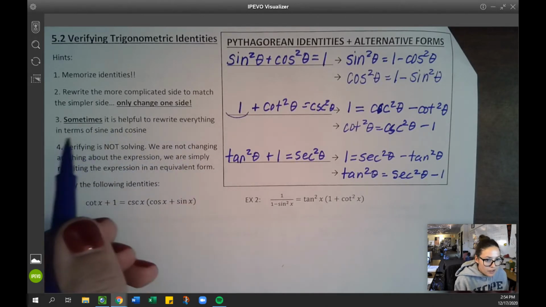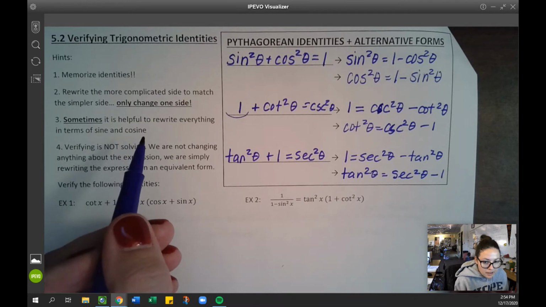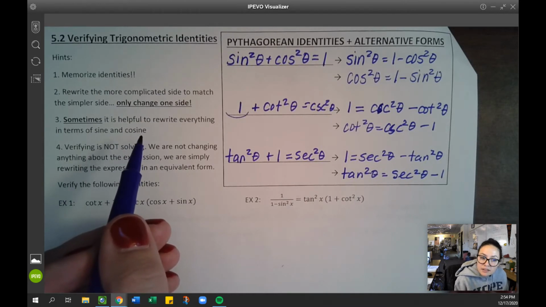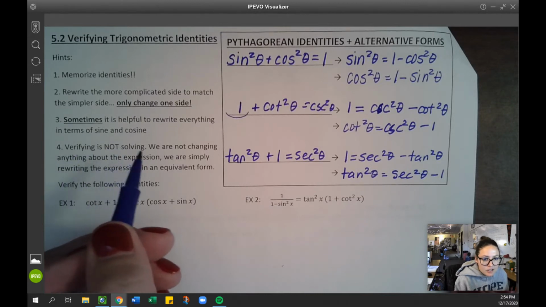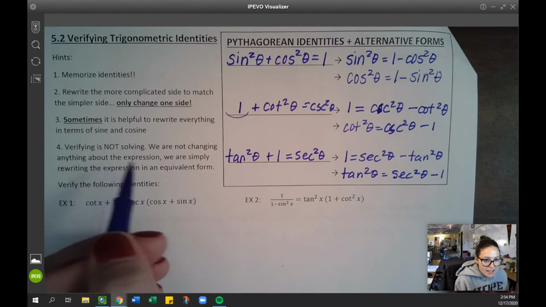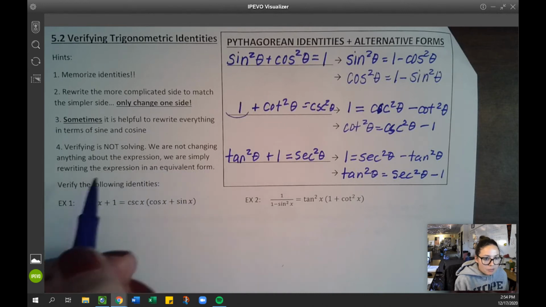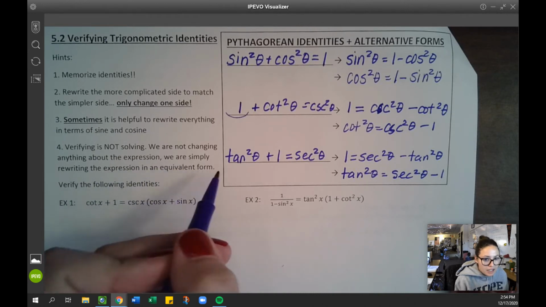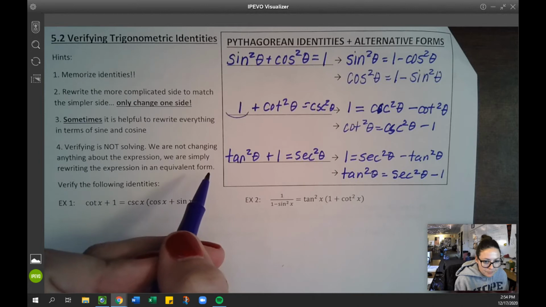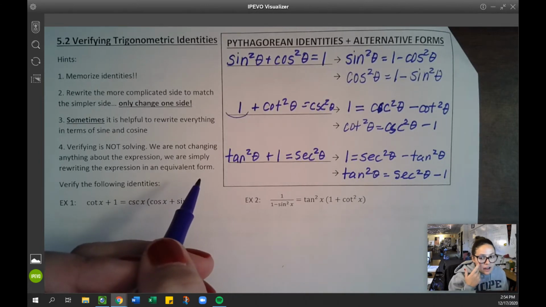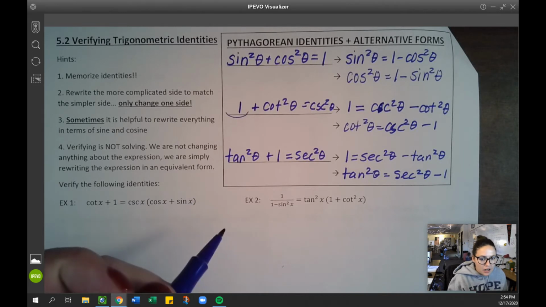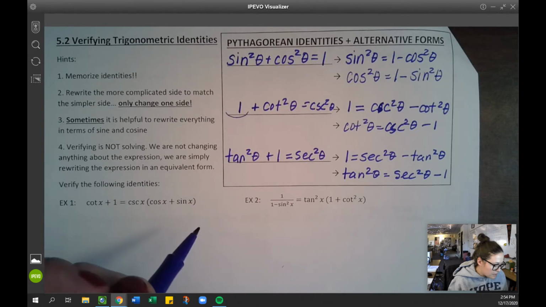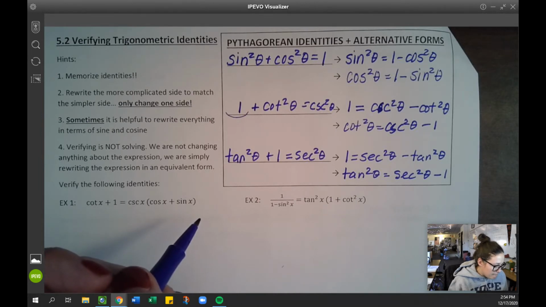Sometimes it's helpful to write everything in terms of sine and cosine, but again, it's not always. A lot of times it is. Verifying is not solving. We are not changing anything about the expression. We are simply rewriting the expression in an equivalent form. So I'm not dividing anything, and I'm not taking the square root. We are simply rewriting things in equivalent forms.